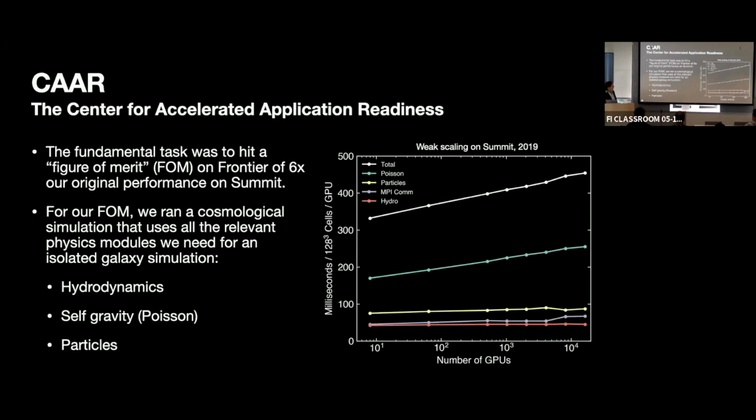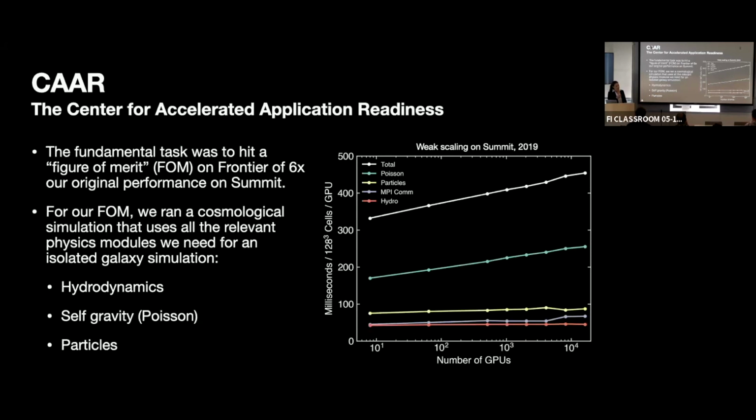So for our figure of merit, we basically just ran a cosmological simulation, a very simple box that Bruno had set up for us that used all of the relevant physics modules we would need for this grand challenge galaxy simulation that I've described. There was some stuff that we still needed to do on the galaxy front, but we wanted to make sure we understood, for example, how the Poisson solver, the FFT scaled, how the particles scaled, how the MPI communication scaled with all of these physics modules and then the Hydra, right? And so this is our weak scaling plot as of the beginning of the project, number of GPUs on the x-axis. This is Summit, so we're already talking about a lot of GPUs over here, and this is our speed in terms of milliseconds per some volume, 128 cube cells per GPU.